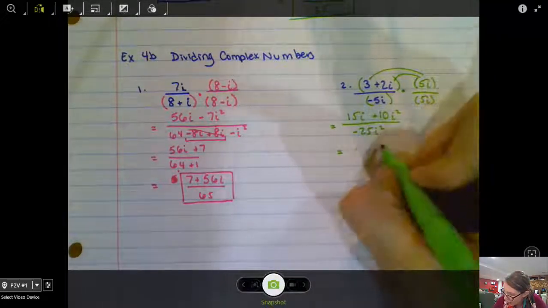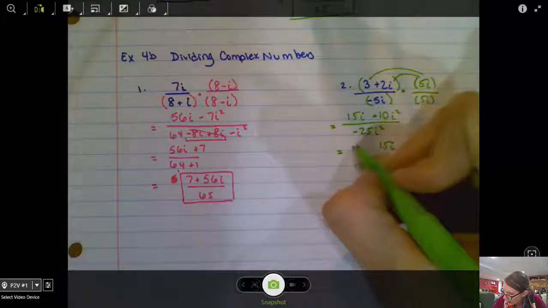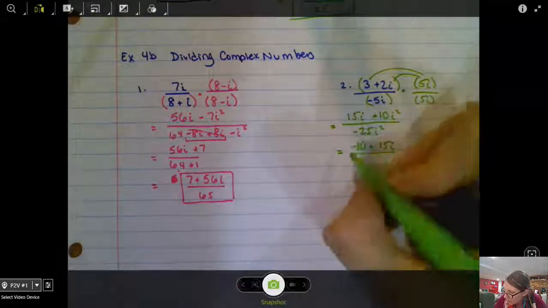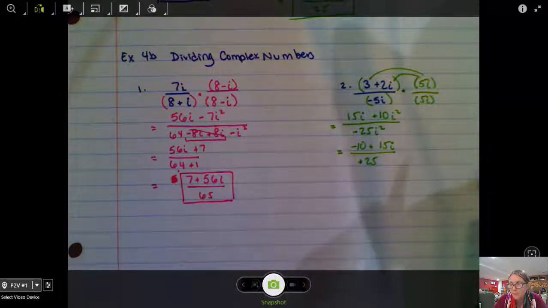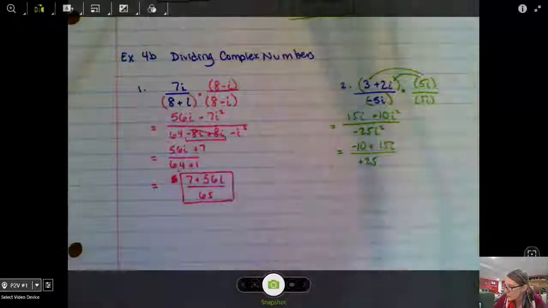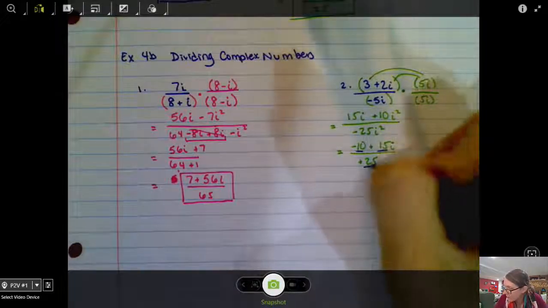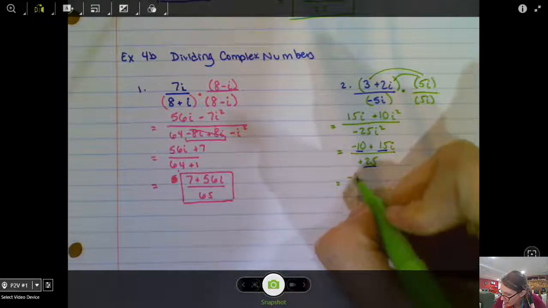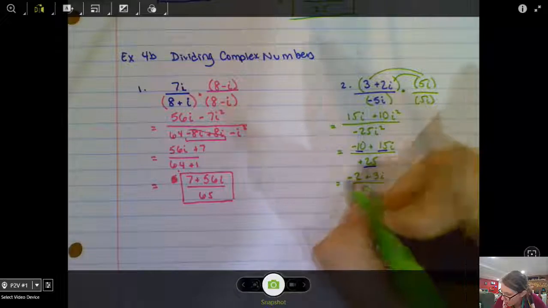Okay, so I have 15i here. 10i squared is negative 10. And then negative 25i squared is positive 25. Now at this point, everything is divisible by 5. Negative 10, 15, and 25. So divide everything by 5, and that gives me negative 2 plus 3i all over 5.